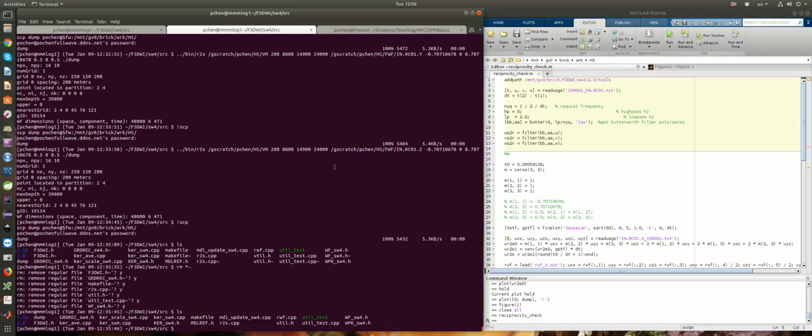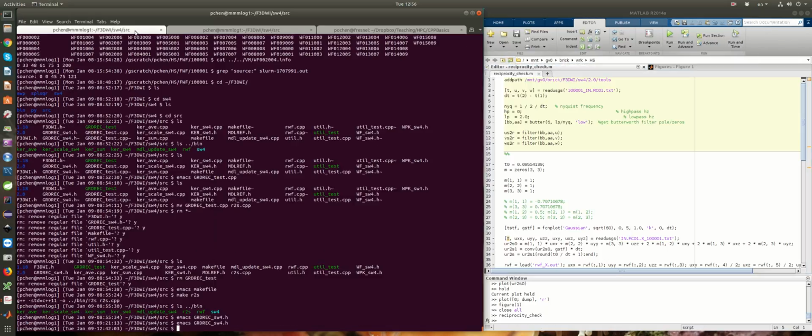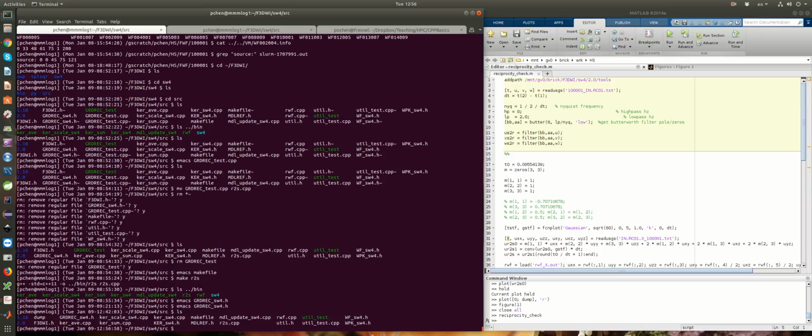So what's going to be the input to the simulation, to SW4? What's going to be the input for these two sources for SW4, right? Let me see if I can get to the directory.